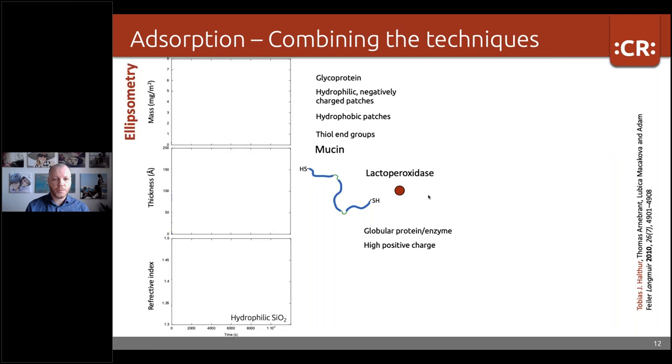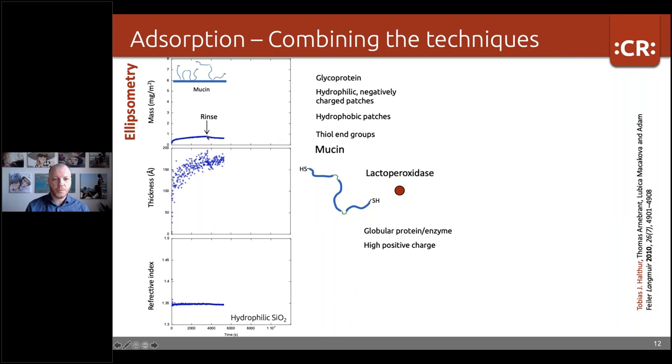So using ellipsometry, and this is on a hydrophilic silica substrate. When adding mucin to this system, it adsorbs. So here we can see the adsorbed amount as it adsorbs to the surface. It goes up to about 1 milligram per square meter, so that's not very much, but still.